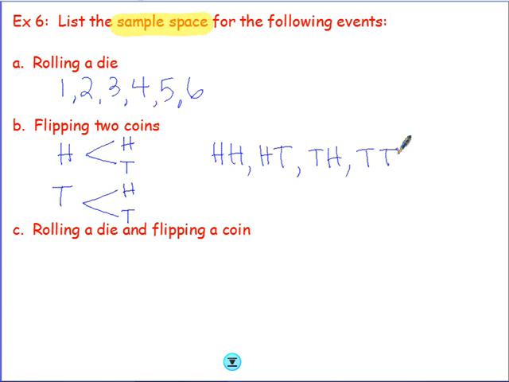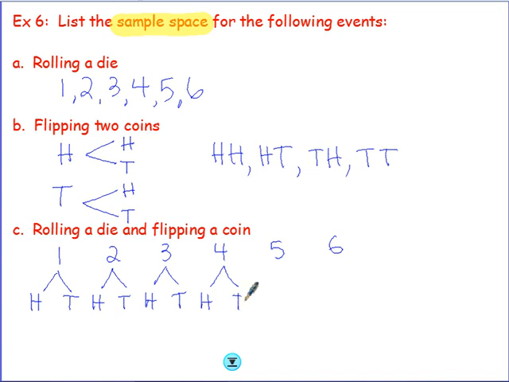Let's look at the next one, rolling a die and flipping a coin. Let's talk about rolling the die. We already looked at that. Rolling a die, you have 1 through 6. So I'm going to write those out. 1, 2, 3, 4, 5, 6. However, that's not all we're doing. We are also flipping a coin. So when I roll a 1, my coin could still say H or T. When I roll a 2, my coin can still say H or T. Same thing all the way down the line. So make your tree with H and T for each number.